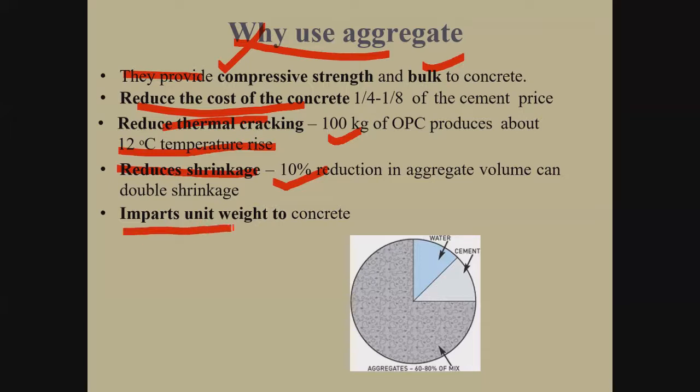Then, aggregates impart unit weight to concrete. It is because of the aggregates that concrete is categorized as normal strength concrete, lightweight concrete, heavyweight concrete, and normal weight concrete.